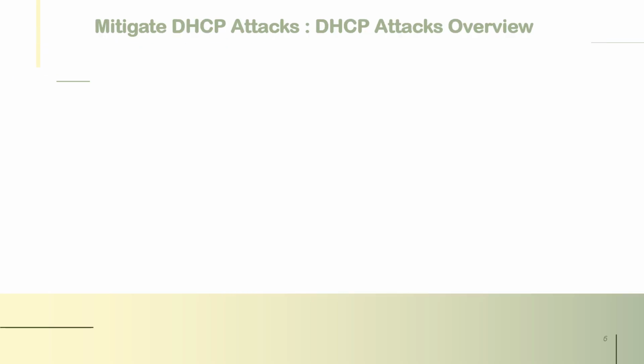Now we are mitigating DHCP attacks. First, we have to do an overview. The goal of a DHCP starvation attack is to create a denial of service for connecting clients. A DHCP starvation attack requires an attack tool such as Gobbler.